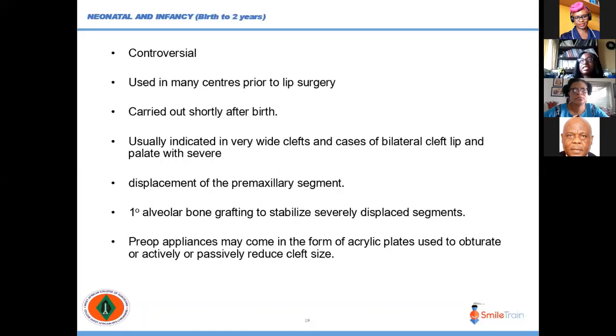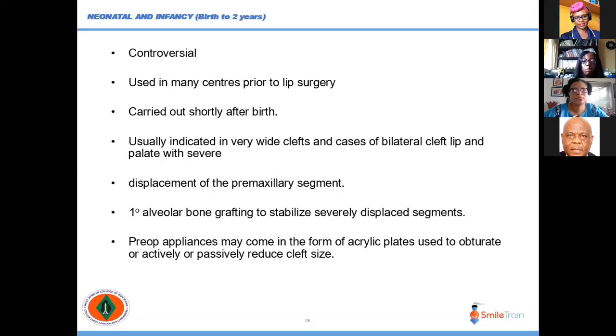Management of the patients at this stage is controversial. Not everybody believes that it is necessary, but it is used in many centers prior to lip surgery. It's carried out shortly after birth and is usually indicated in very wide clefts and cases of bilateral cleft lip and palate with protrusion of the premaxilla. In some centers, we carry out primary alveolar bone grafting, though it doesn't happen very frequently anymore.